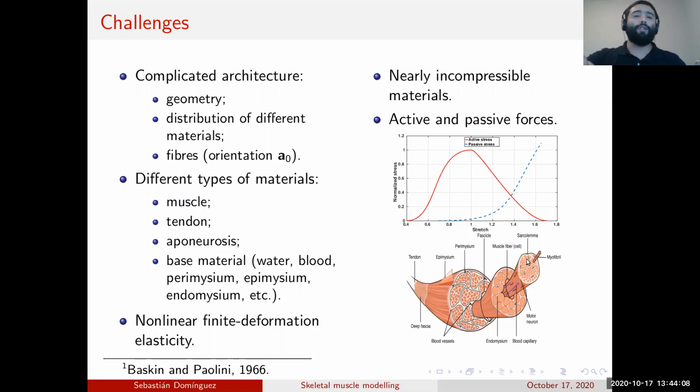There is a group actually at University of Washington, they do simulation at the smaller level, like a microscopic level, with cells and things like that. But we don't look at the problem from the microscopic point of view. So muscle fiber will be the smallest unit, and you can see that there are other materials around the fibers.